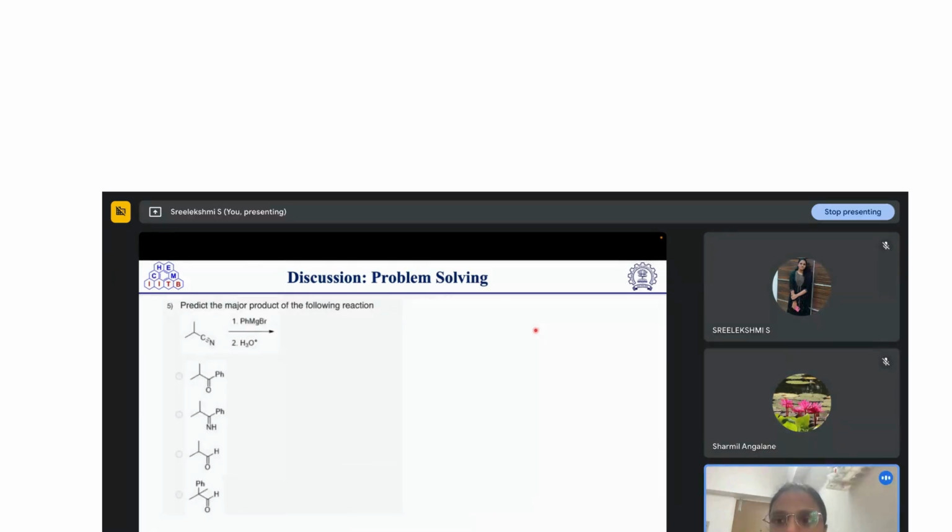Moving to the next question, predict the major product of the following reaction. That is, this particular nitrile compound upon treatment with phenyl magnesium bromide and in the second step with hydrolysis. Out of the four options given here, which will be the major product?